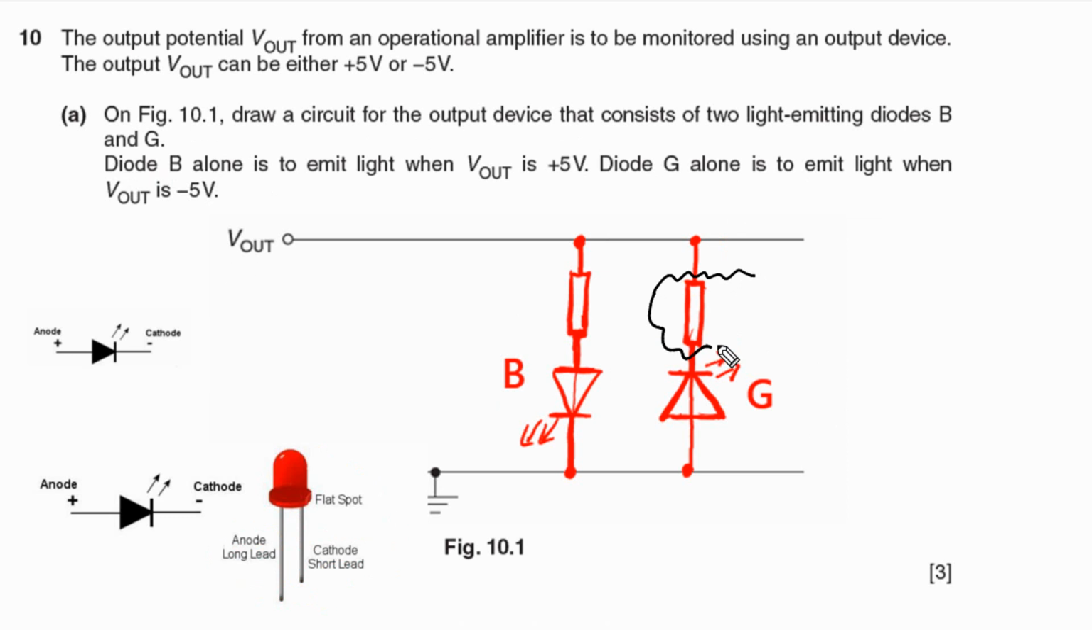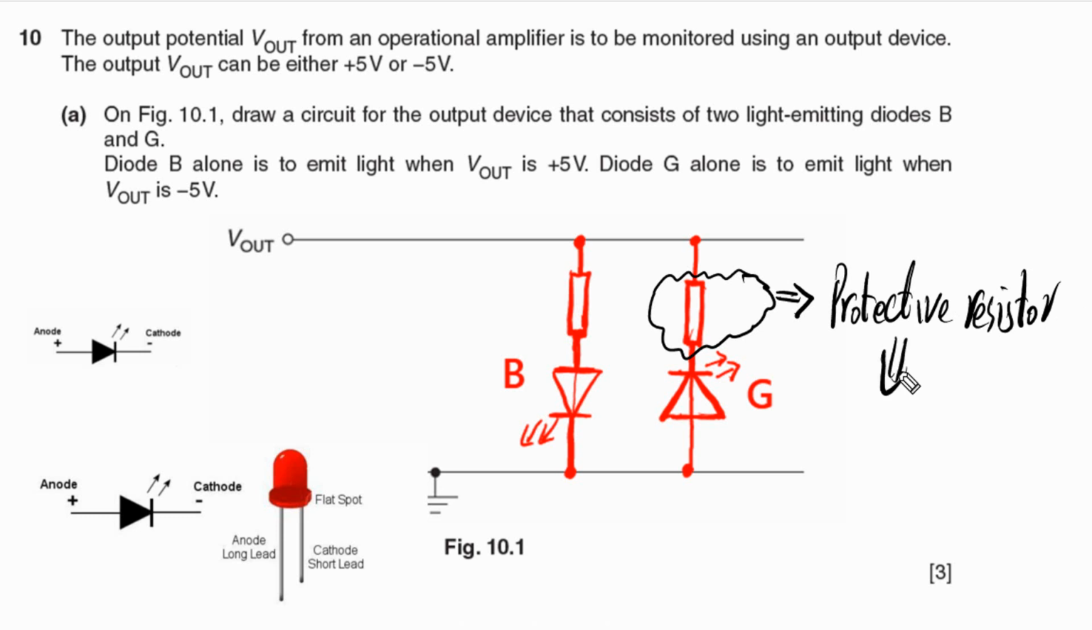Maybe you are a little bit curious about this resistor. Why do we need to connect this resistor in series with the LED? We call this a protective resistor. Its purpose is simply to protect the LED, because the typical maximum current that can pass through an LED is 20 milliamps. If the current exceeds 20 milliamps, the LED will be damaged. So in order to limit the current, we have to connect a protective resistor in series with the LED.